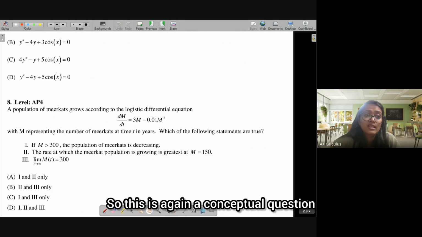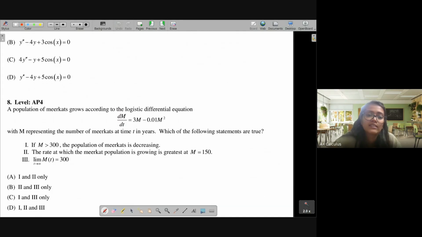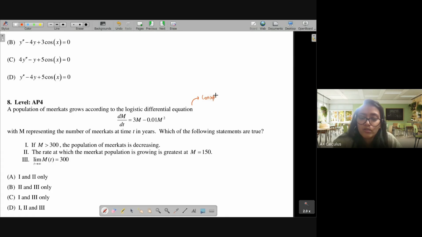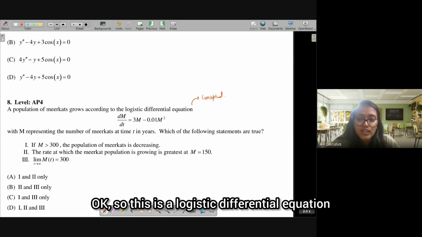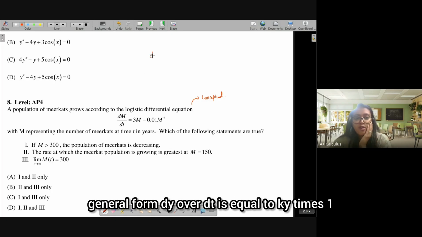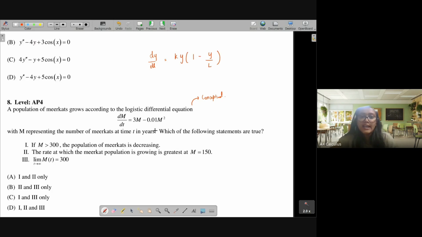So this is again a conceptual question. You don't have to solve anything. This is purely a conceptual question. Okay, so this is a logistic differential equation. Can you write it in the general form dy over dt is equal to ky times 1 minus y over L? Can you write it in this form?